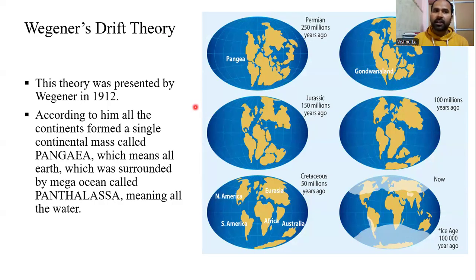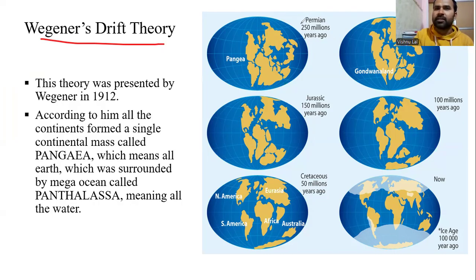After this, the next person came and gave his theory. That was Alfred Wegener. Alfred Wegener gave his own theory about the present arrangement of continents and oceans. We can see here that he presented different positions of oceans and continents at different times.